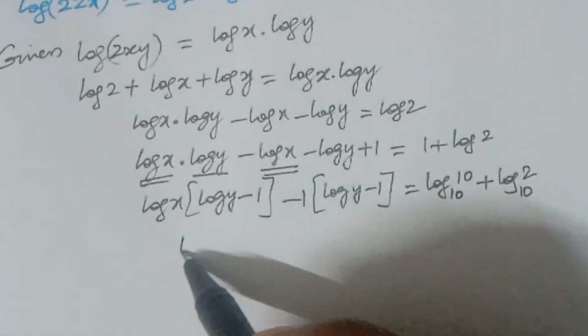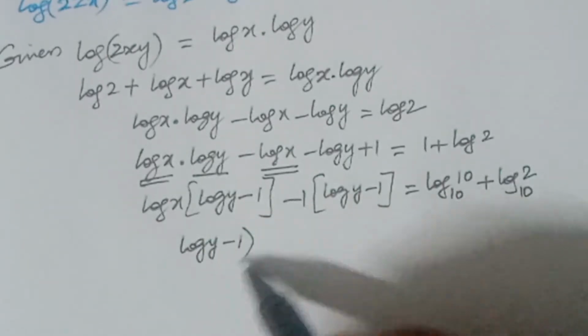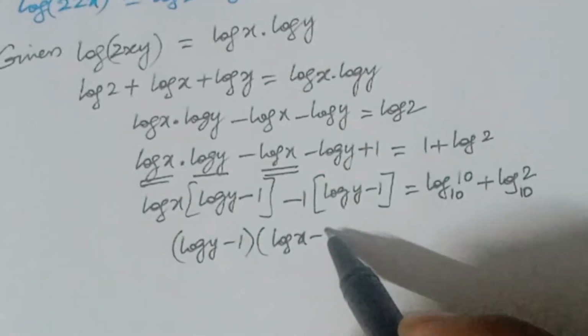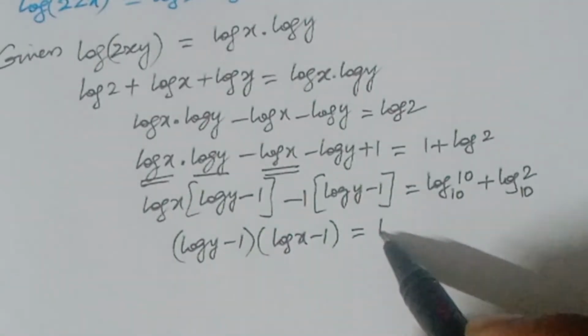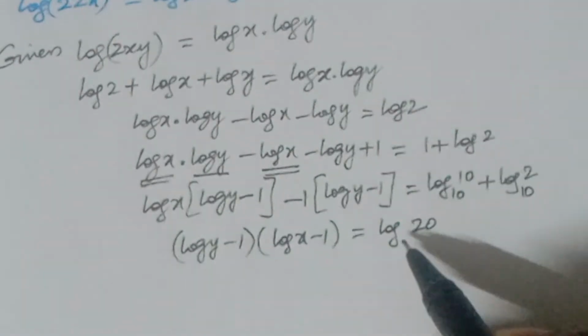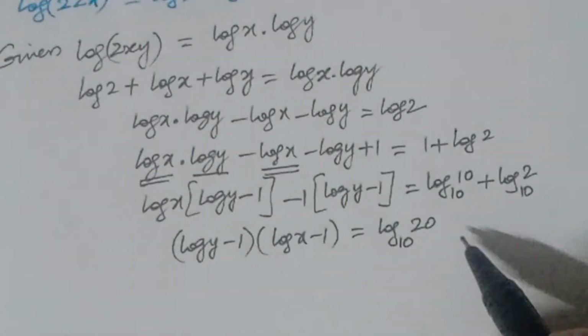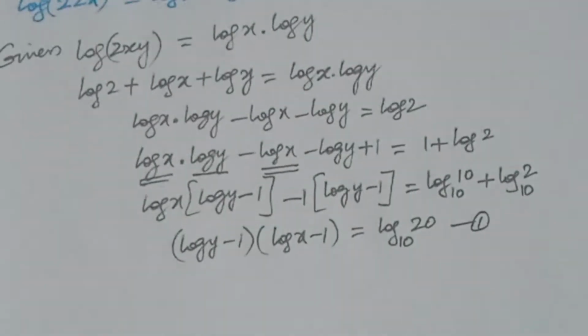So you can write it as log y minus log 1 into log x minus log 1 is equal to log 20 base 10. So here you can take it as the first equation.